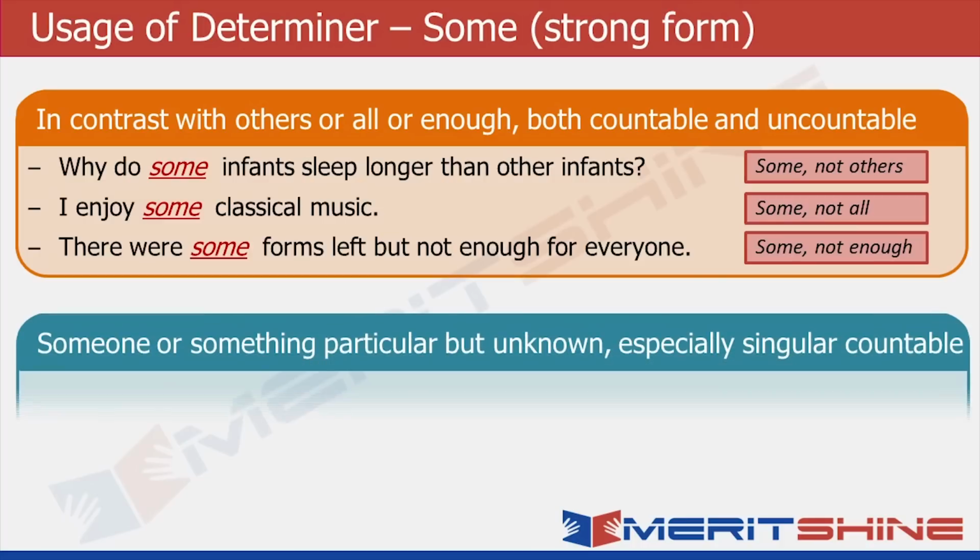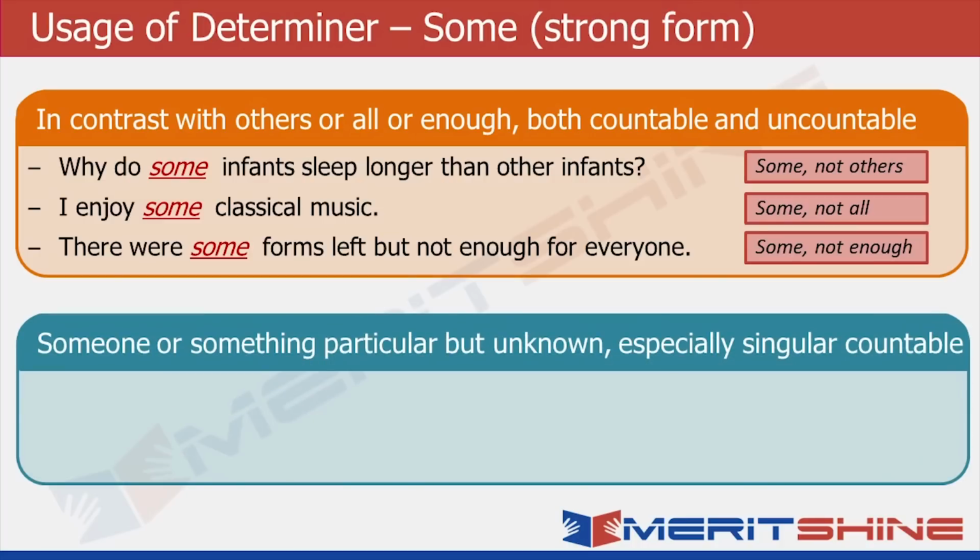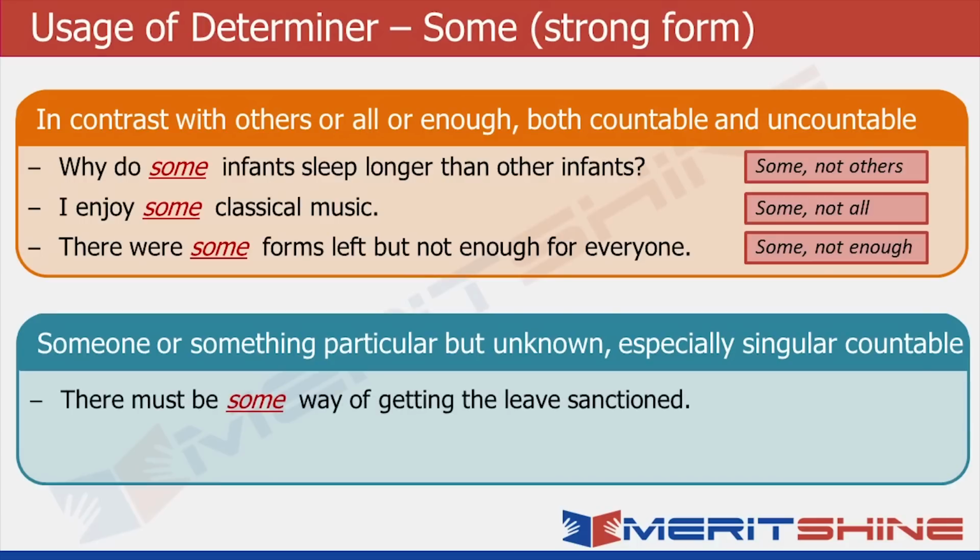We can use some in the strong form to refer to someone or something particular but unknown, especially with singular countable nouns. There must be some way of getting the leave sanctioned. Some naughty kid broke the glass of my window.